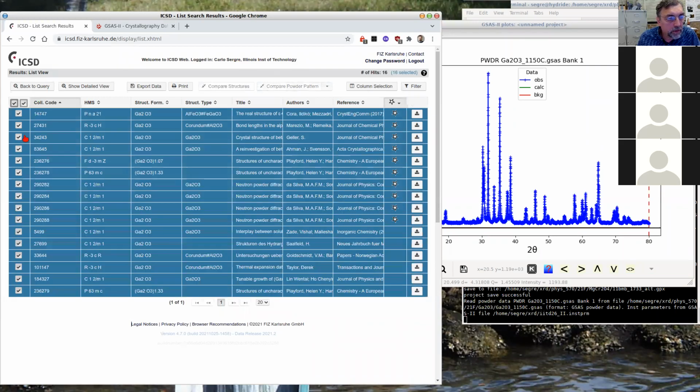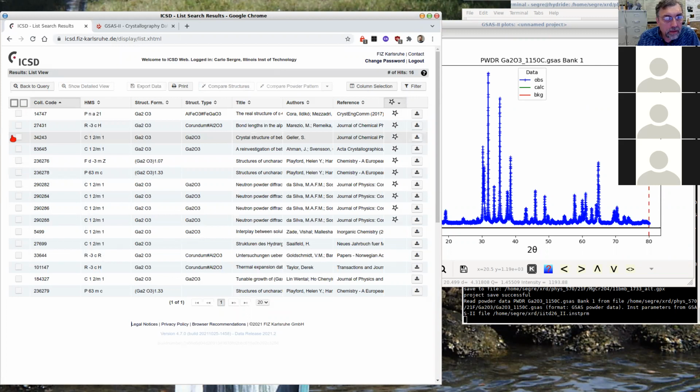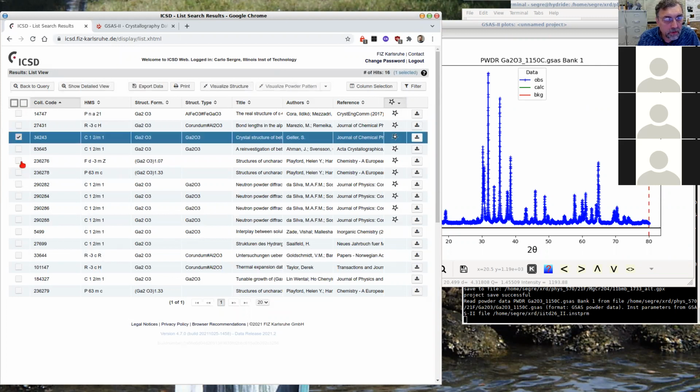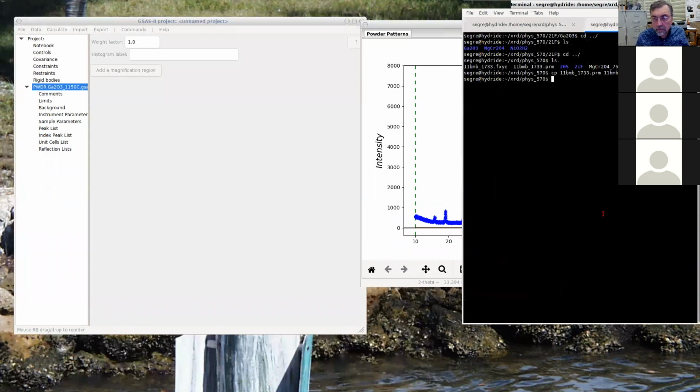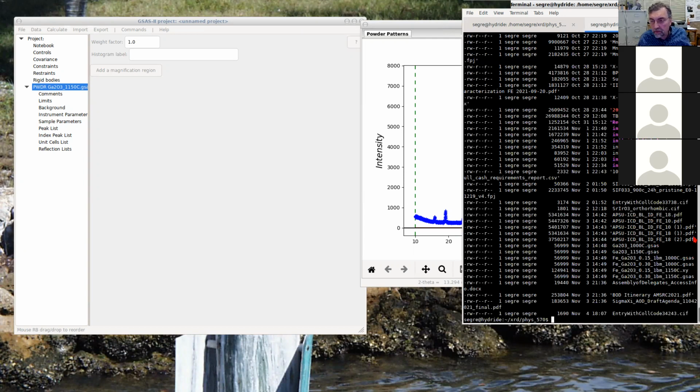So let me uncheck these and pick out the beta, which is this one. And I'm going to download the CIF file. Okay, so I'm done with this. And now I will bring the CIF file into this directory. And it's called entry with collection code 34243.